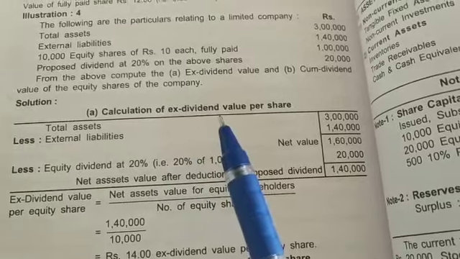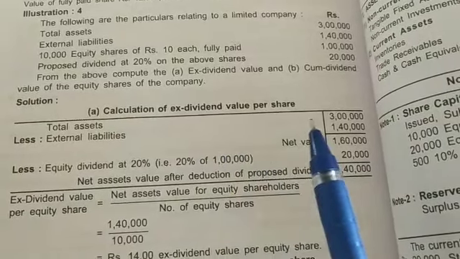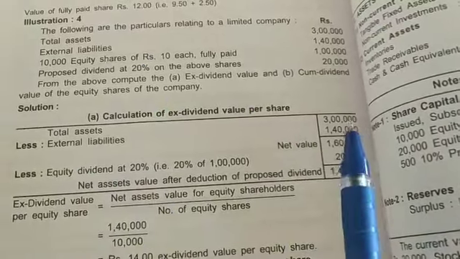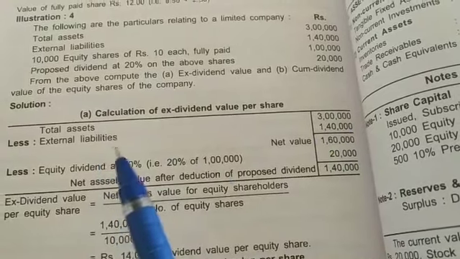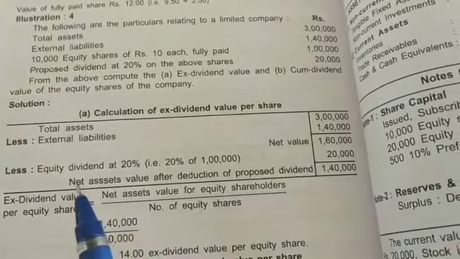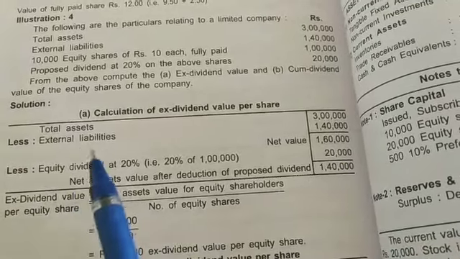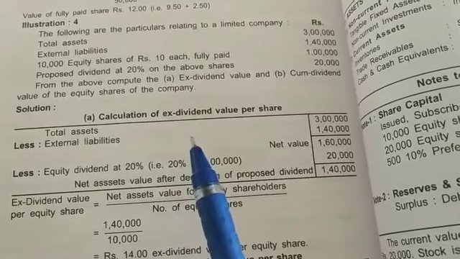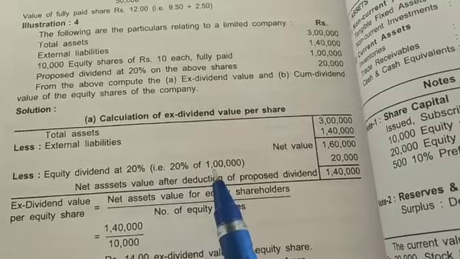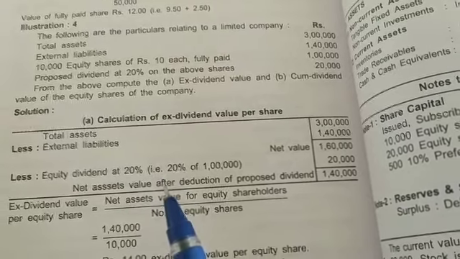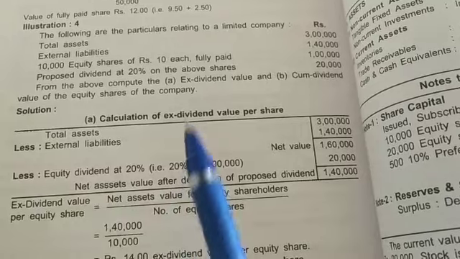So see here, calculation of ex dividend value per share. As per the format, first we have to take total assets, which they have given as 3 lakh. In that, less external liabilities 1,40,000, then the net value is 1,60,000. From that we have to deduct the 20% proposed dividend. So what does ex dividend mean? Deducting the proposed dividend from the net value. So whatever net assets are available after deduction of the proposed dividend, that is based on ex dividend.